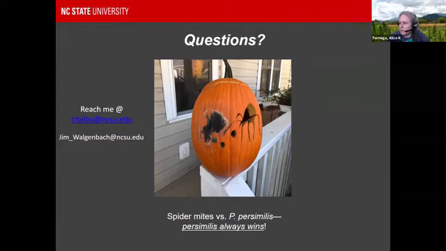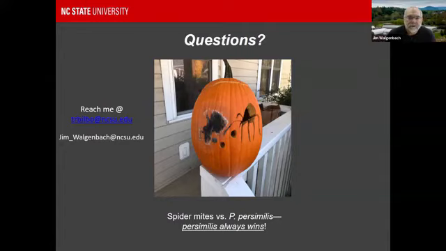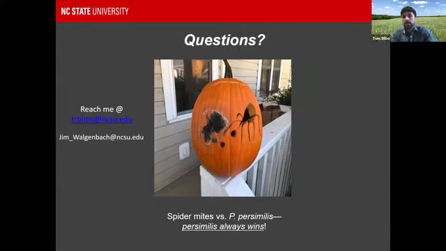Okay, we have a comment that says Persimilis doesn't do well in the Pacific Northwest where RH is low. I'm not sure, what does RH stand for? Relative humidity. Oh, relative humidity. Okay. No, humidity is a really important determining factor for how well they can reproduce.